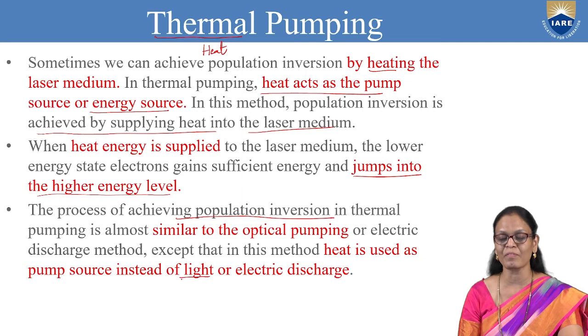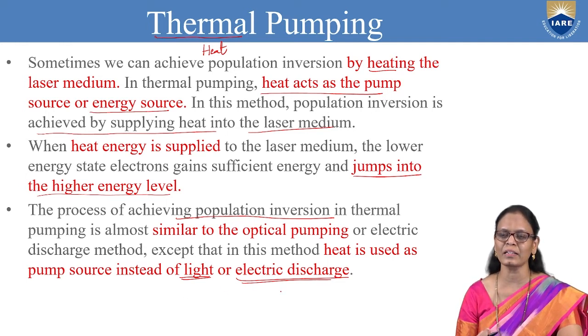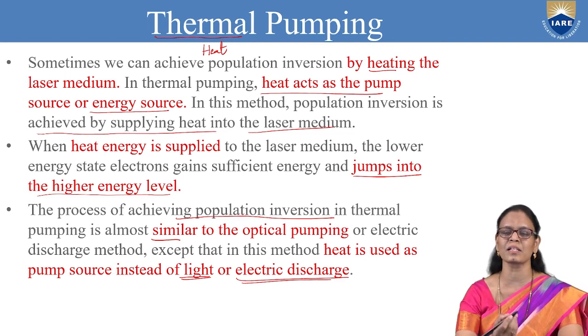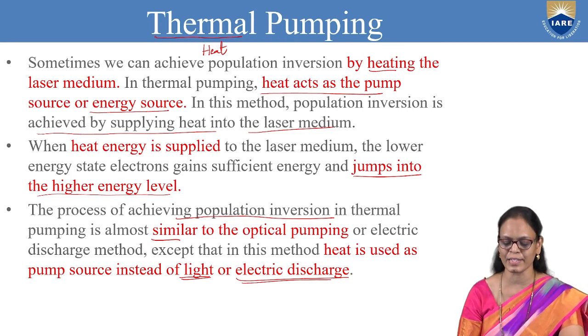So in optical pumping, we have used light as a source, and in electric discharge, we have used high voltage. In both cases, by the energy we are supplying, the atoms in the ground state are gaining the energy and going to the excited state. In thermal pumping also, in a similar way, they absorb the energy. The only difference is that the energy given here is heat energy. By absorbing the heat energy, the atoms will go to the excited state and population inversion is achieved.